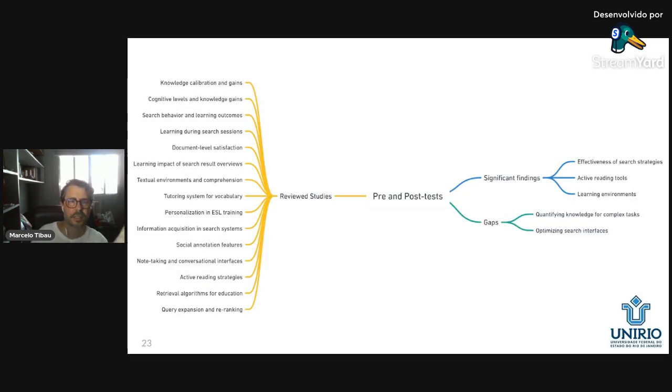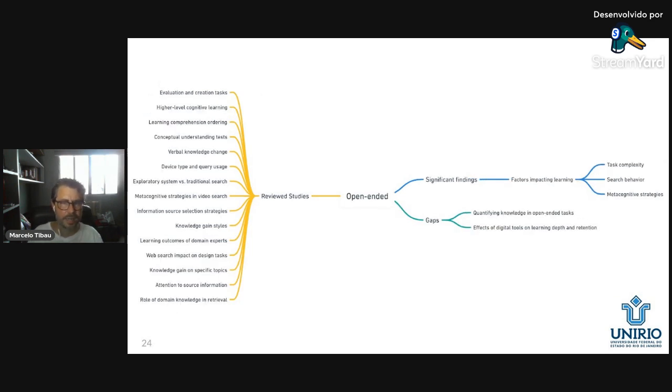Concerning pre and post tests, we have here on the yellow side the topics concerning those reviewed studies, and here the significant findings from those topics on the effectiveness of such strategies, on the effectiveness of learning tools and environments, but some gaps still remain. Gaps on quantifying knowledge for complex tasks and optimizing search interfaces.